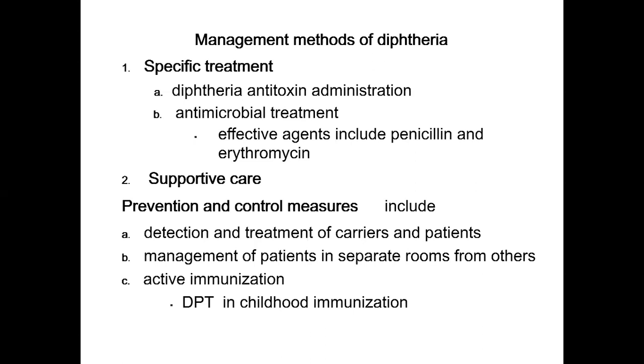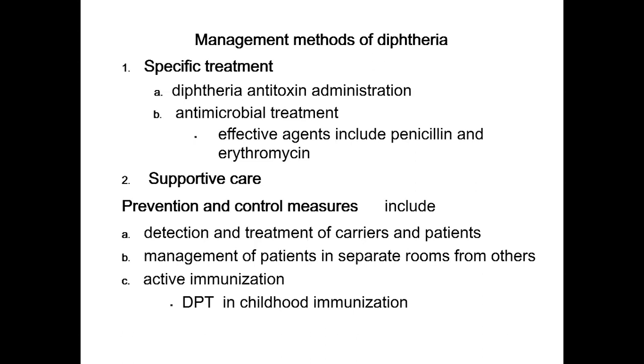So we are following up the diphtheria, the management methods of diphtheria. Specifically, one needs to give the antitoxin, the antibody to the toxin that is being released, that is being spread via the blood circulatory system, and that is causing tissue damage at the site. So the antitoxin is administered, and then antimicrobial agent treatment to clear the organisms from the infection site.